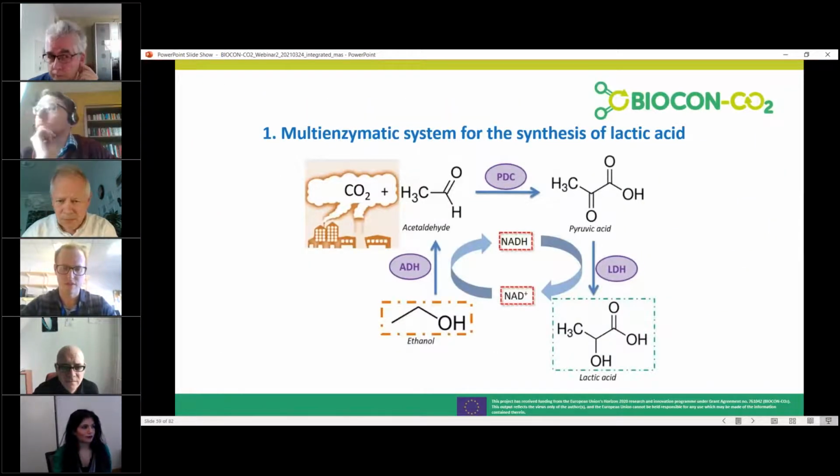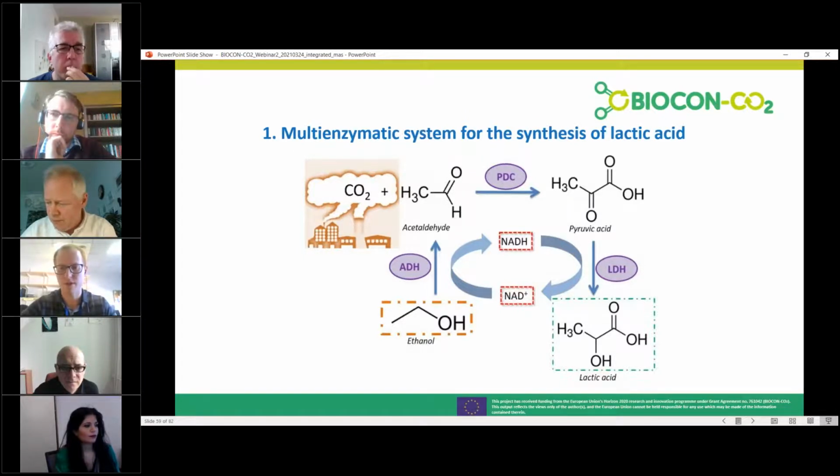So to present the multi-enzymatic system, as you can see in the picture, it consists of three enzymes. The first one is alcohol dehydrogenase, which converts ethanol into acetaldehyde. Then the second enzyme, pyruvate decarboxylase, carboxylates this acetaldehyde into pyruvic acid. And finally, the last enzyme, lactate dehydrogenase, produces lactic acid from this pyruvic acid. Next slide, please.